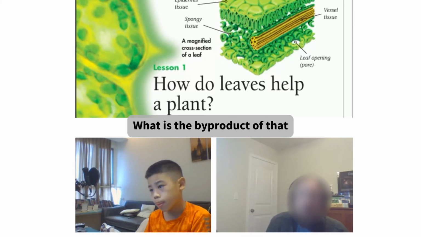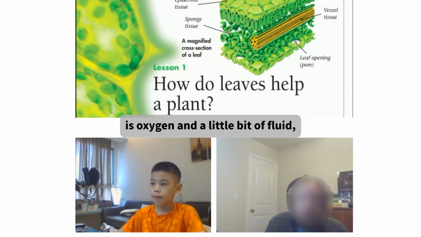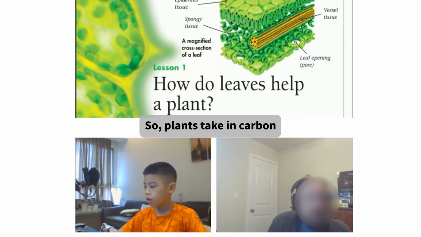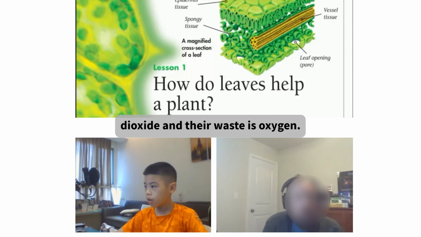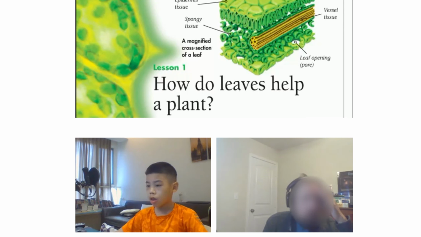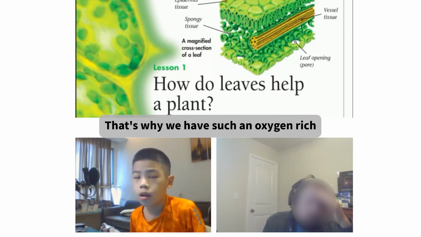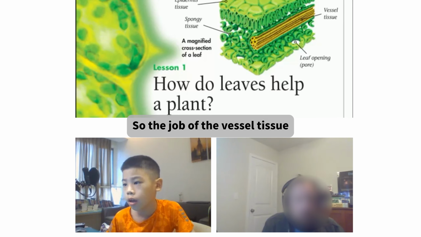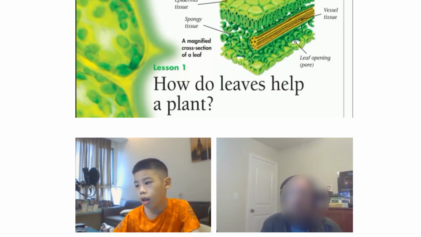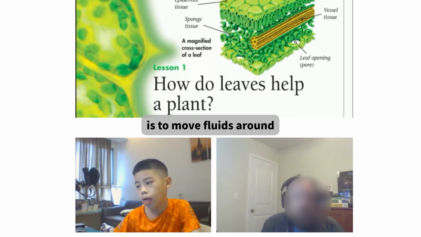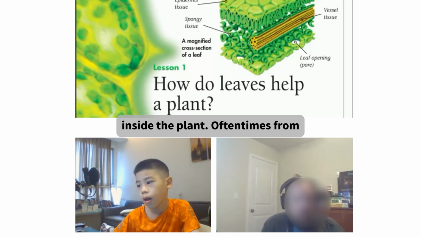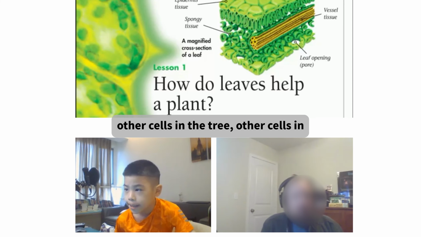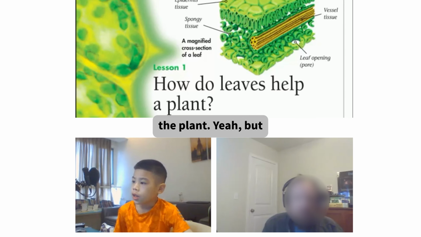What is the byproduct of that? Is oxygen and a little bit of fluid. So plants take in carbon dioxide and their waste is oxygen. That's why we have such an oxygen-rich atmosphere, is because plants created it. So the job of the vessel tissue is to move fluids around inside the plant. Oftentimes from leaves, it's taking sugar-rich fluids to other cells in the tree, other cells in the plant.